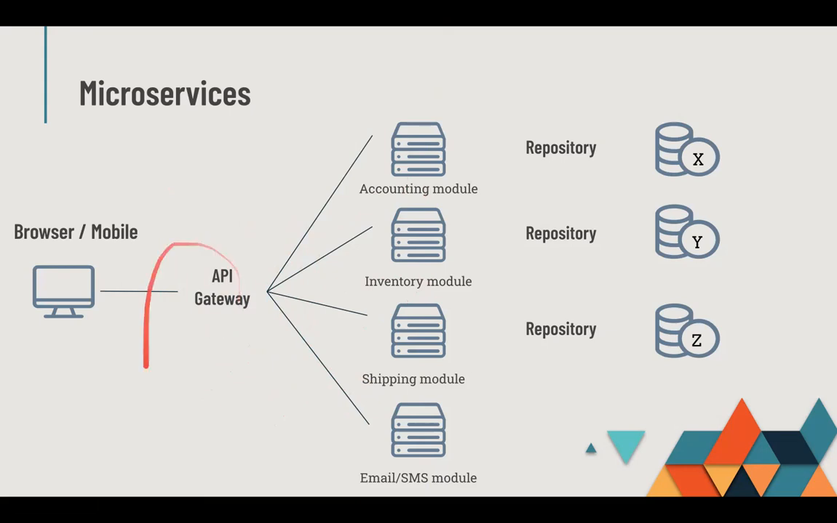The operation cost: the API gateway should run, the accounting module should run, each and every module should run, the database should run. All those things need resources, and resources need money to operate. The operation cost is going to be high on the microservice architecture. So we need to be very careful. Whether we need the microservice architecture or not is up to us to decide based on our use case.